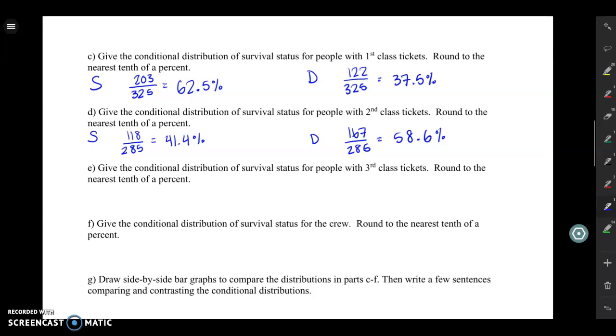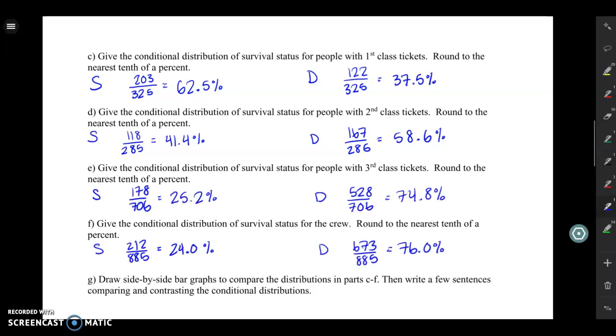Here I'm going to pause the video and let you fill in the conditional distributions for the third class tickets and the crew. I'm going to fill them in too. So hit pause here and then hit play again and you can check your answers. Okay, so hopefully these are the answers that you got as you found the conditional distributions.